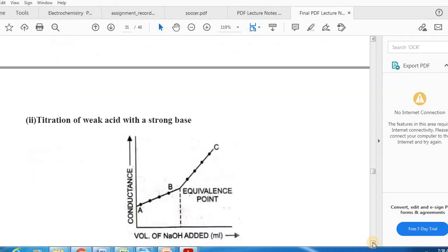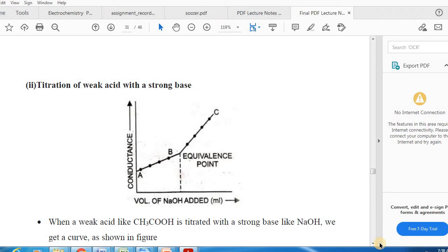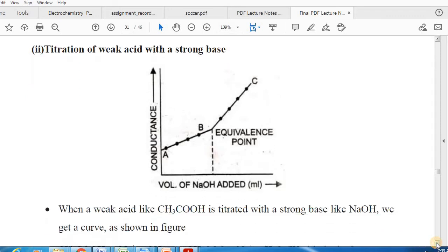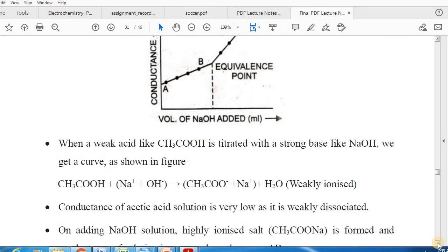Now the next one is the titration of a weak acid with a strong base. In this case, we will get this kind of curve. When a weak acid like acetic acid is titrated with a strong base like NaOH, we get a curve as shown in the figure. Now why are we getting this kind of curve? Acetic acid reacts with NaOH to give the salt sodium acetate plus weakly ionized water. Initially the conductance of the acetic acid solution is very low as it is weakly dissociated.